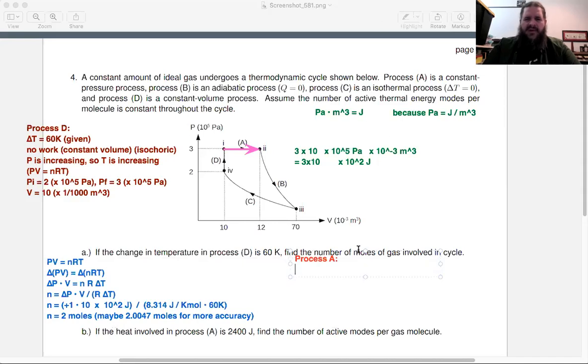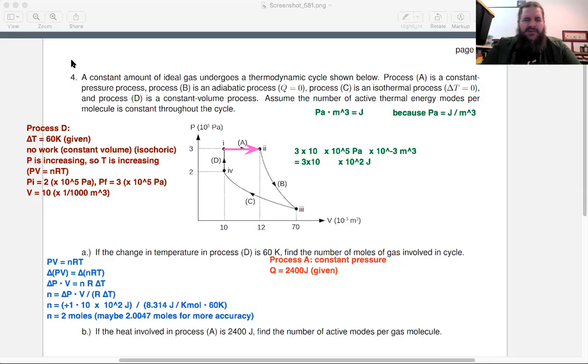What do we know about process A, other than the given? I mean, I see that it's a horizontal line, so there's no change in pressure. Yeah, it's a constant pressure. And yes, we can use the equation for delta E thermal, especially since what we're specifically trying to find is the number of modes per molecule.